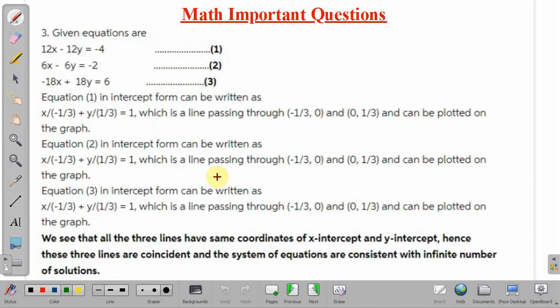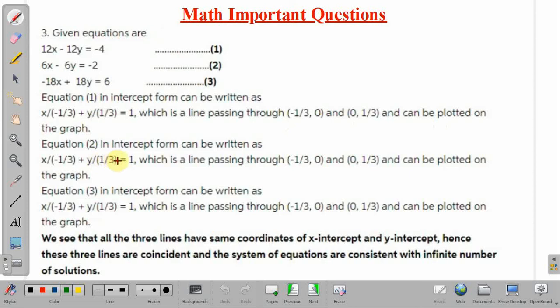Next, the third part. The given system of equations is 12x minus 12y equal to minus 4. The second equation is 6x minus 6y equal to minus 2. And the third equation is minus 18x plus 18y equal to 6. So equation 1 in intercept form can be written as x divided by minus 1 by 3 plus y divided by 1 by 3 equal to 1. So it will be a line passing through the x-intercept, that is minus 1 by 3 comma 0, and the y-intercept, that is 0 comma 1 by 3, and this can be plotted on the graph.